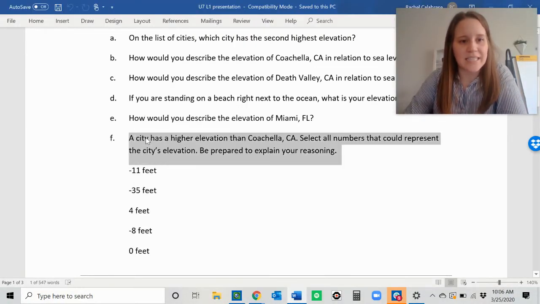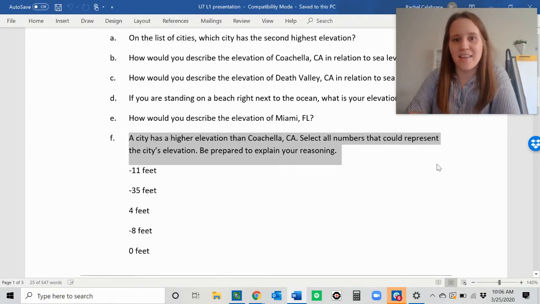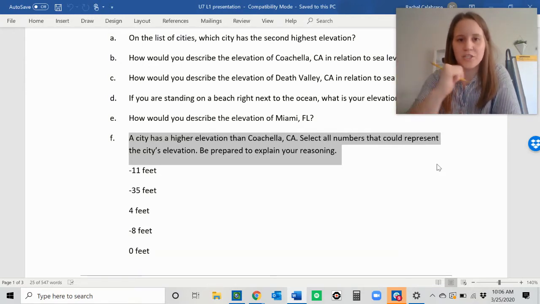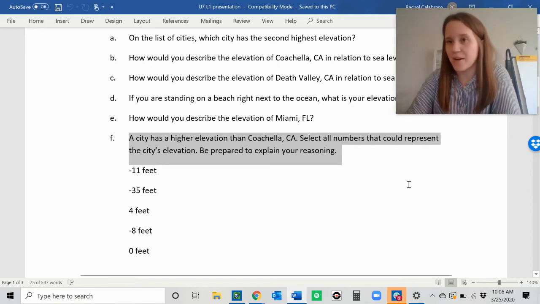F. A city has a higher elevation than Coachella, California. Select all numbers that could represent the city's elevation. Be prepared to explain your reasoning. I'm going to read that one more time. A city has a higher elevation than Coachella, California. Okay, so I think what I'm going to do is draw a picture. One thing that we use a lot is a vertical number line, and so I want to do that together.